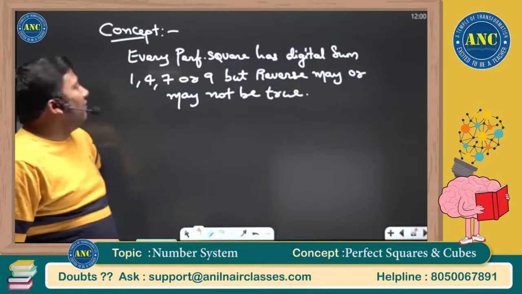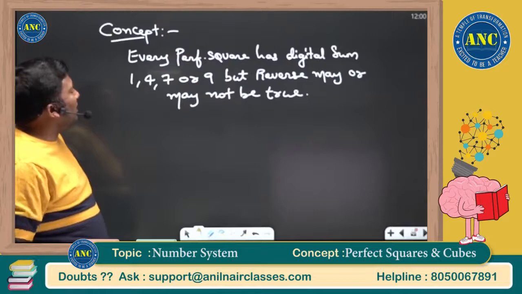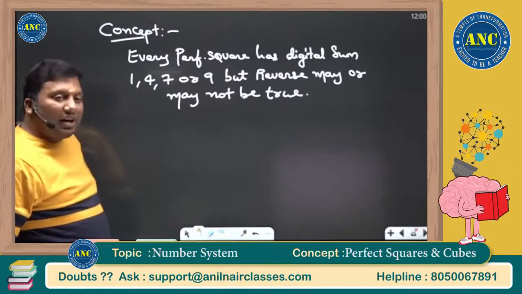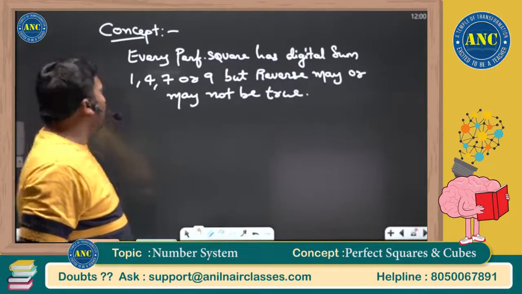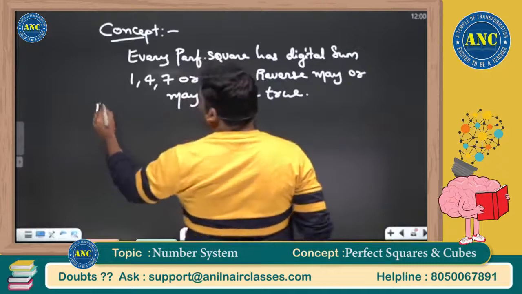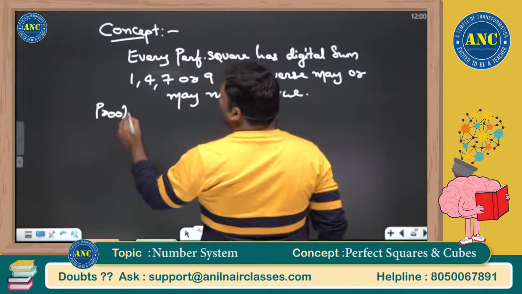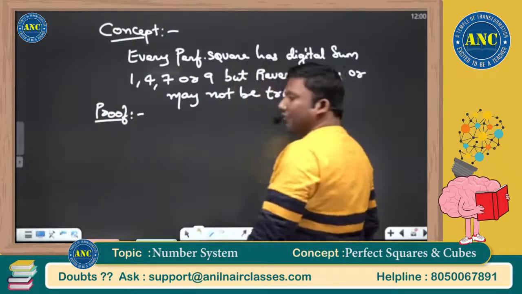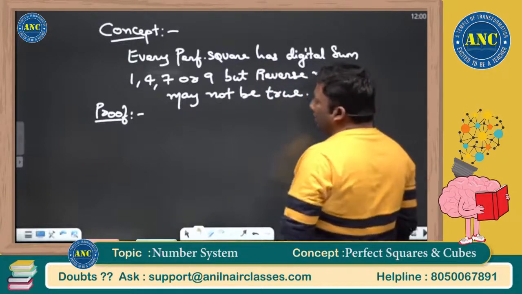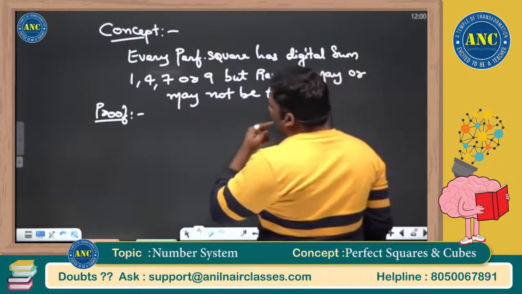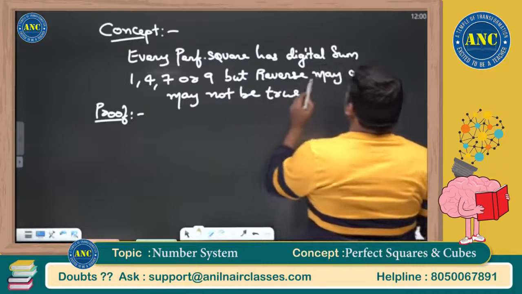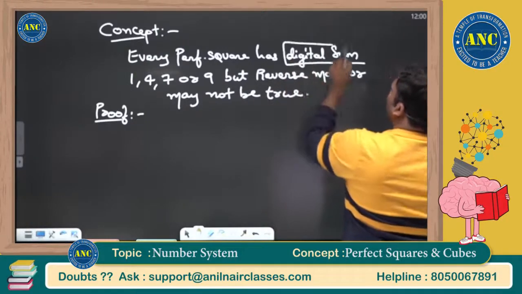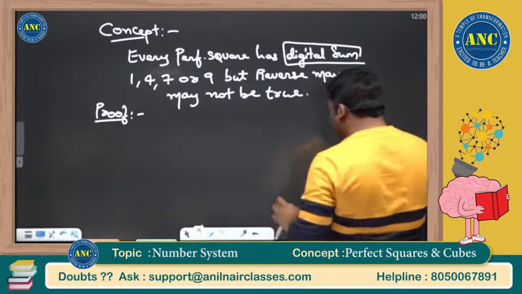Every perfect square has a digital sum of 1, 4, 7 or 9. But the reverse may or may not be true. We will see the proof, then we will understand it clearly. Whatever concept I am explaining, if need be, I will create a proof for it. Suppose, see here. First, we will underline some important keywords. Keyword, first one, it is digital sum.